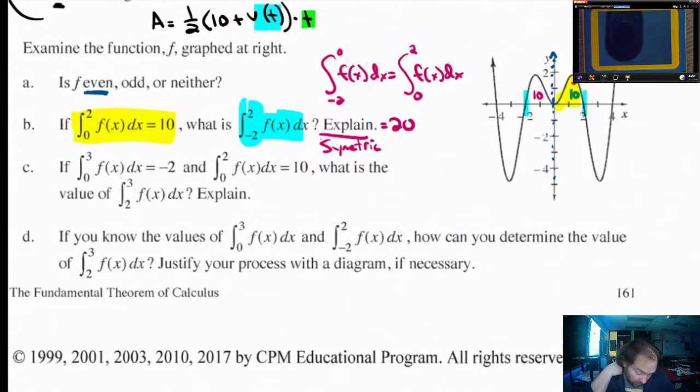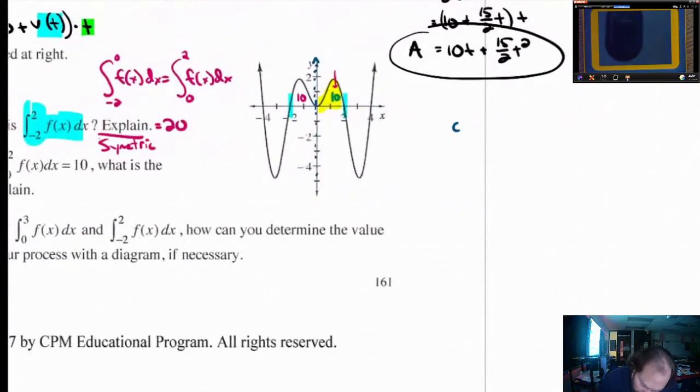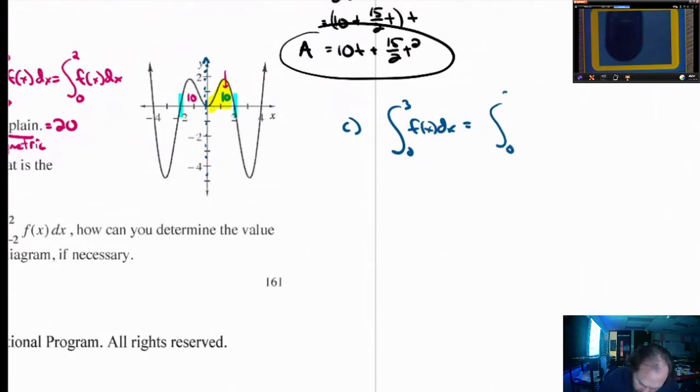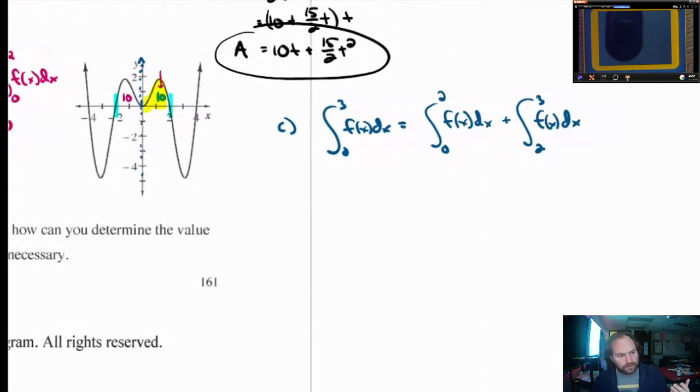Question C is going to be very similar, I think. If the integral from 0 to 3 is -2 and the integral from 0 to 2 is 10, what's the value of the integral from 2 to 3 of f of x dx? We actually don't need the graph at all to answer this question, because here's kind of a mathematical equation I'm going to write off to the side, is that the integral from 0 to 3 of f of x dx is equal to the integral from 0 to 2 of f of x dx plus the integral from 2 to 3 of f of x dx. Basically, breaking up the chunk from 0 to 3 into two small chunks, one from 0 to 2 and then another one from 2 to 3.